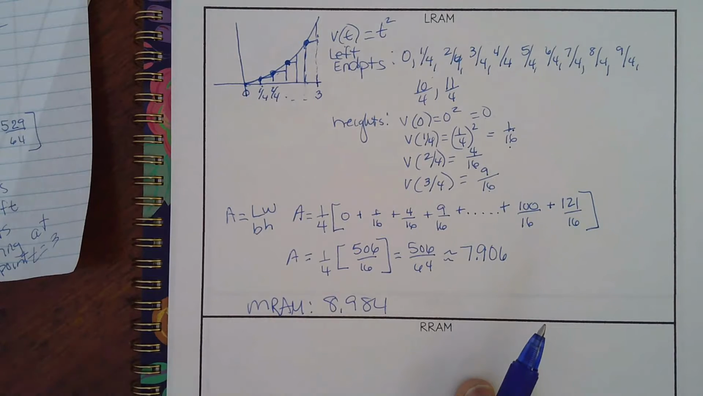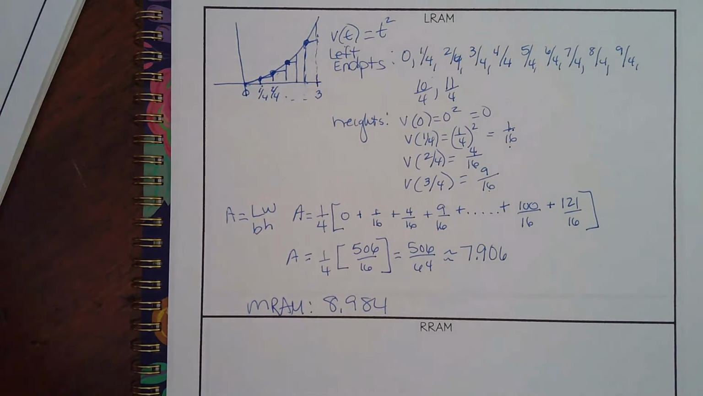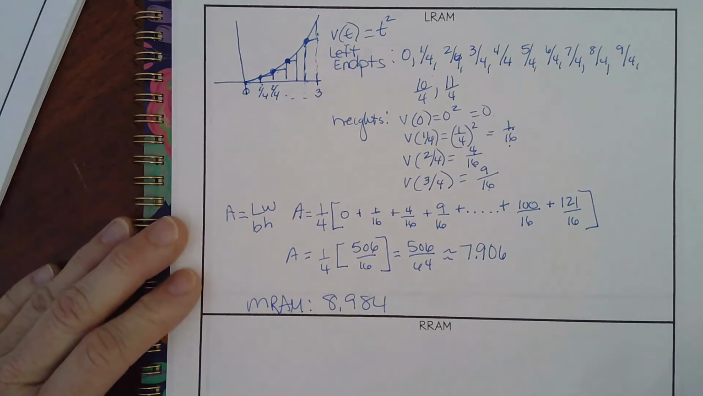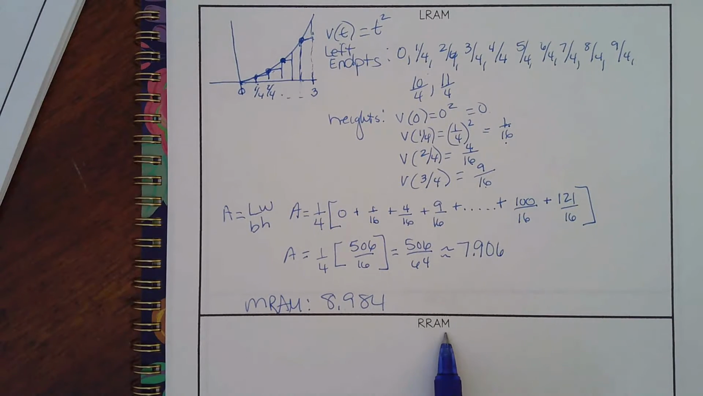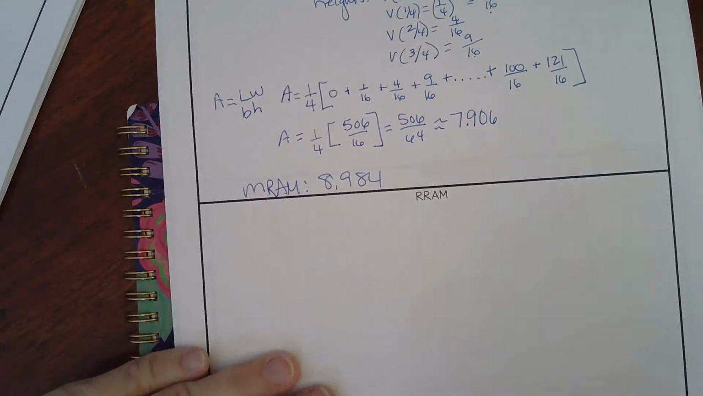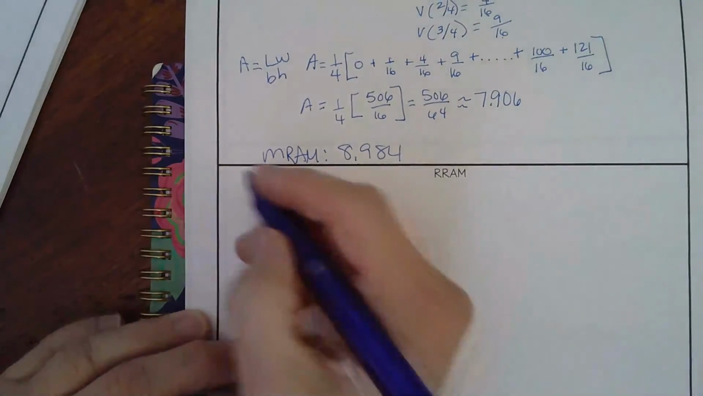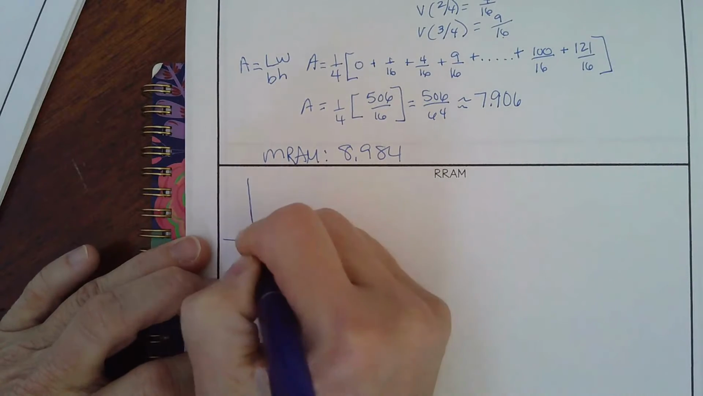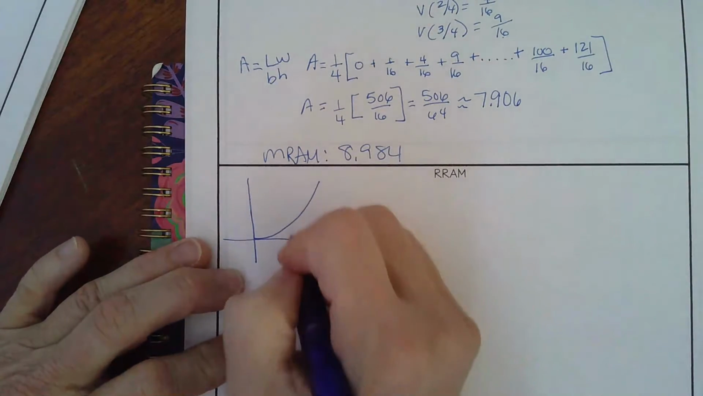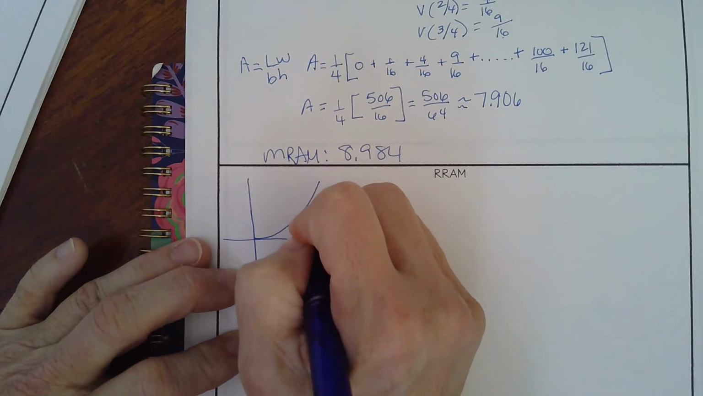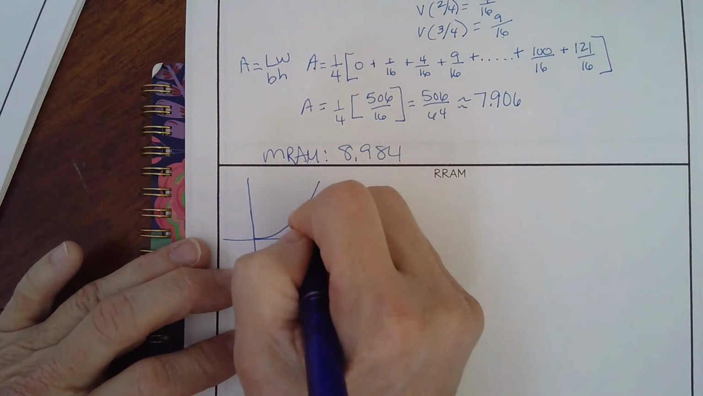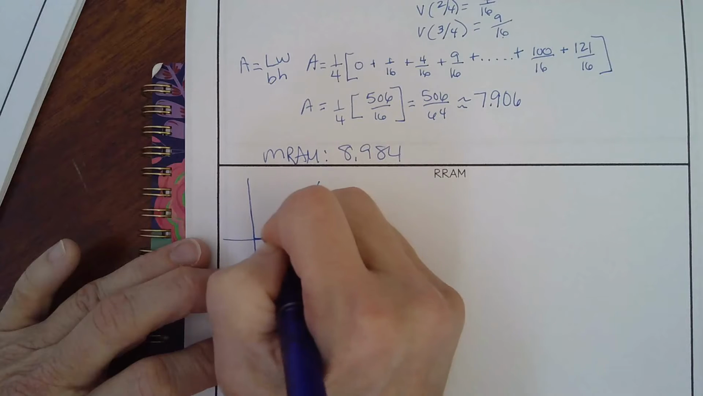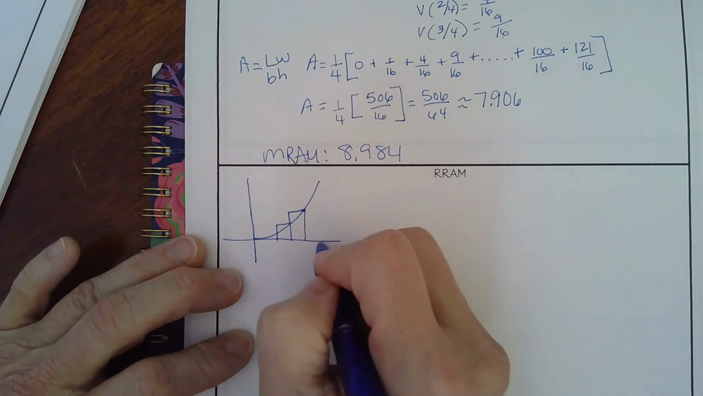Okay, so now let's go about finding the area under this same curve with these same rectangles, but using a right RAM, the right rectangular approximation method. So again, here's what the graph looks like. And when I draw the rectangles, I end up with something that looks like this. And y'all know my drawings are terrible.